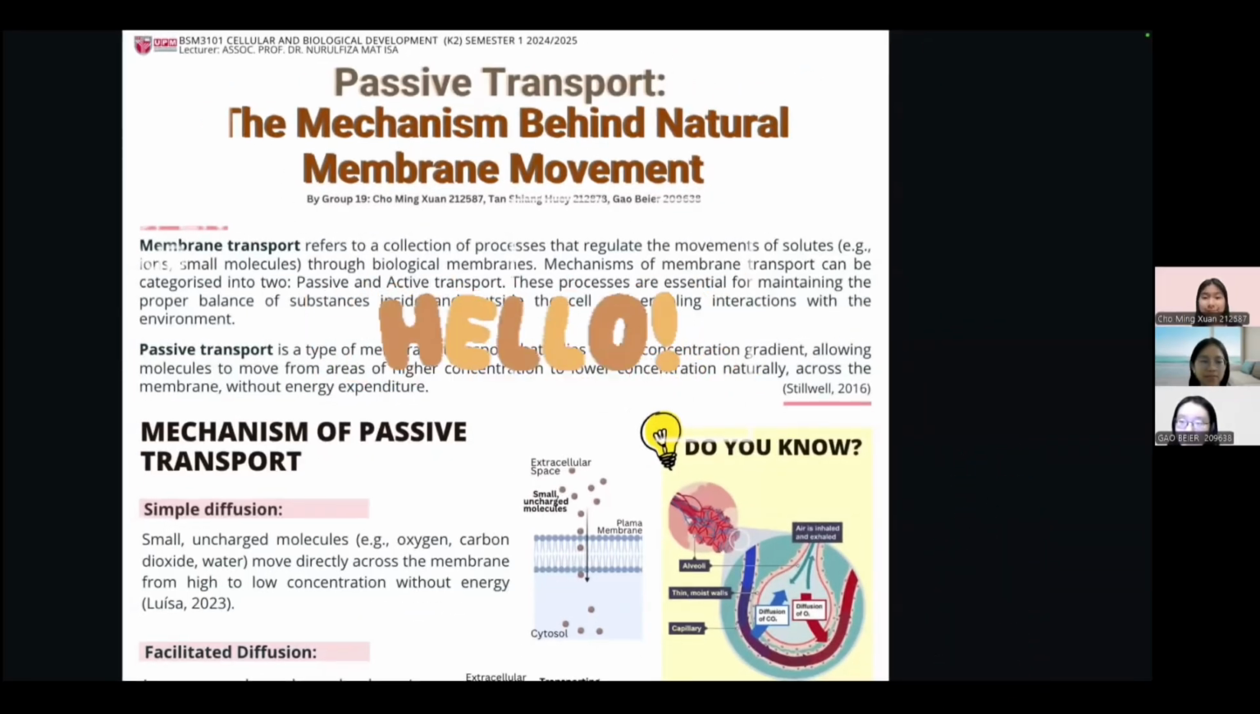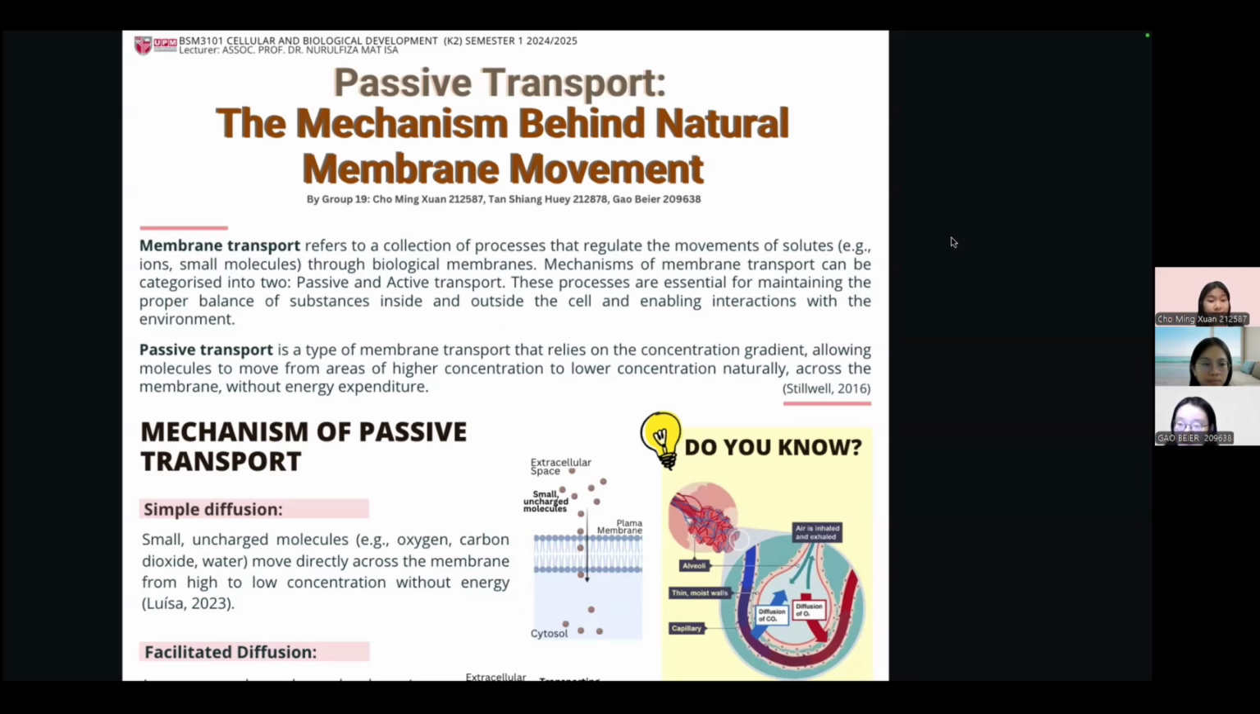Everyone. Today, we, Group 19, are excited to present our project titled Passive Transport, the mechanism behind natural membrane movement. Our group consists of 3 members, Gao, Han, and Chu. Together, we explore the fascinating processes of passive transport, its mechanisms, and its relevance in industrial application.